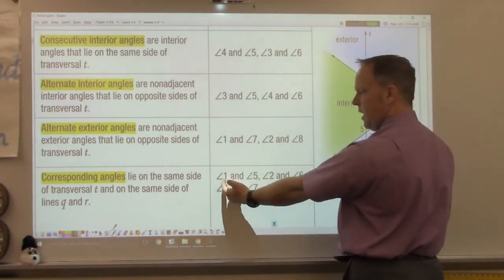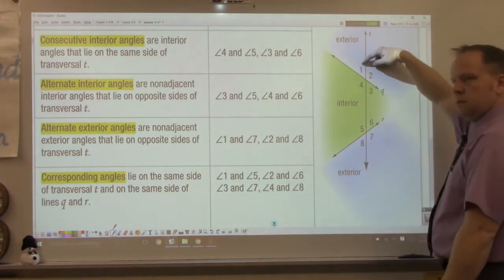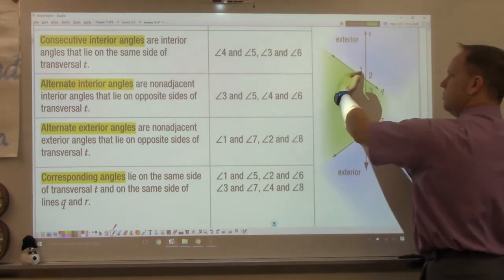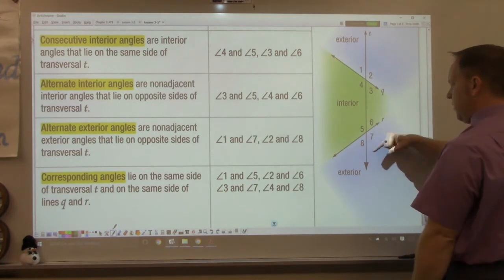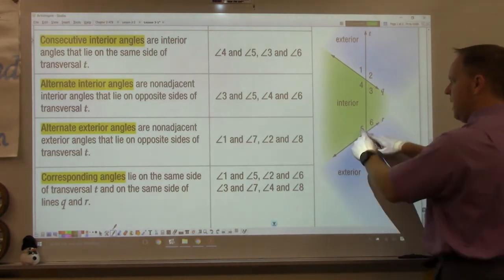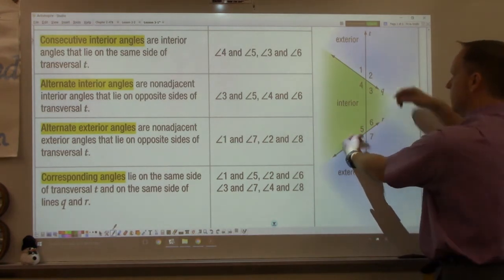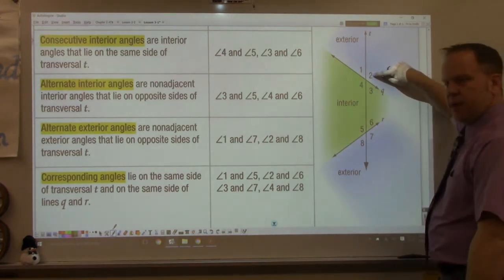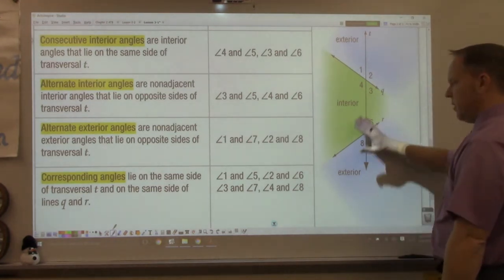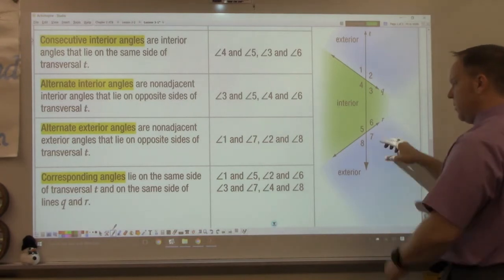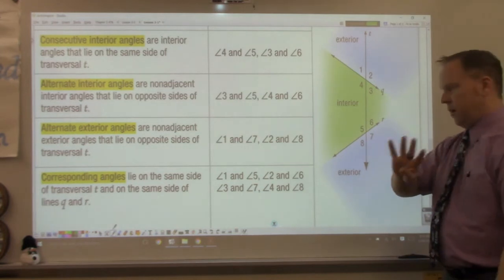So the first pair they named was angle 1 and angle 5. Notice where angle 1 is. It's on the top of line Q and it's on the left of the transversal. So down here, the top of line R and the left of the transversal. So 1 and 5, those are corresponding. 2, now I'm still on the top of line Q, but now on the right side of the transversal. So down here at line R, which one's on the top and on the right? Well, that's angle 6. Like I said, there's 4 pairs.